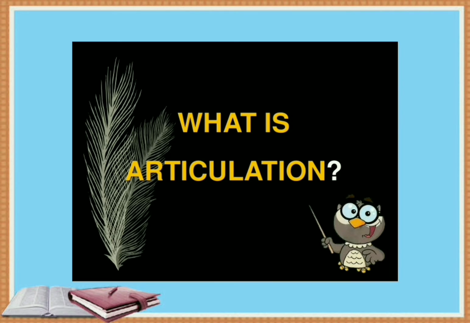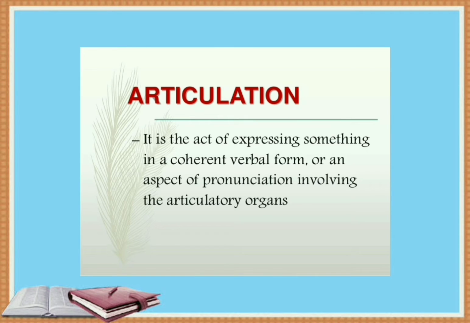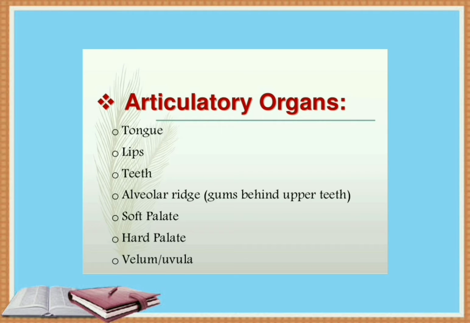The second question is, what is articulation? Articulation is an act of expressing something in a coherent verbal form, or an aspect of pronunciation involving the articulatory organs. Articulatory organs include the following. Number 1 is tongue. Number 2 is lips. Number 3 is teeth. Number 4 is alveolar ridge, or the gums behind the upper teeth. Number 5 is soft palate. Number 6, hard palate. And the last one is the velum or the alveola.